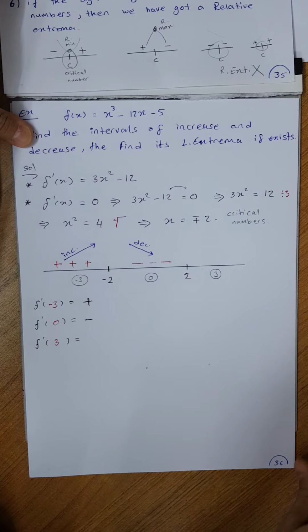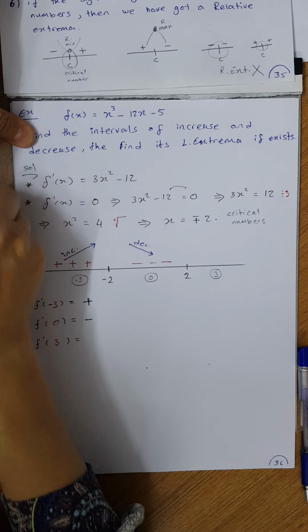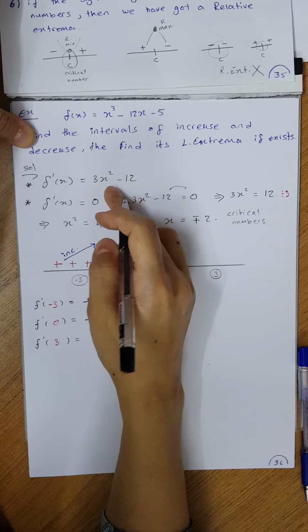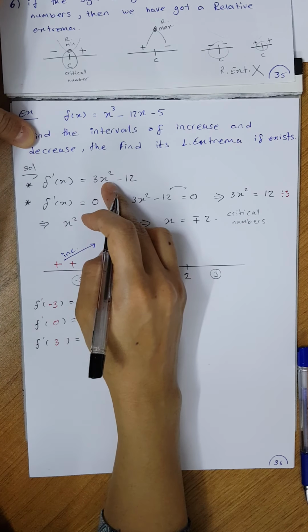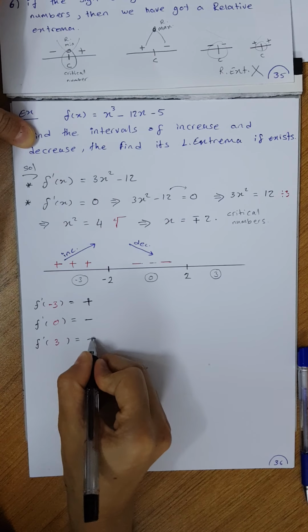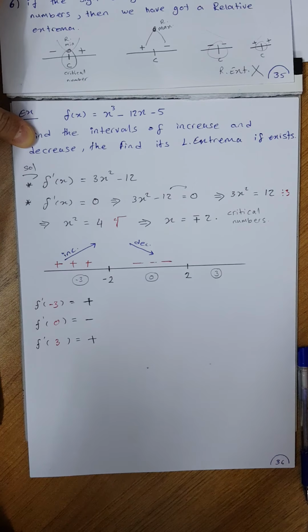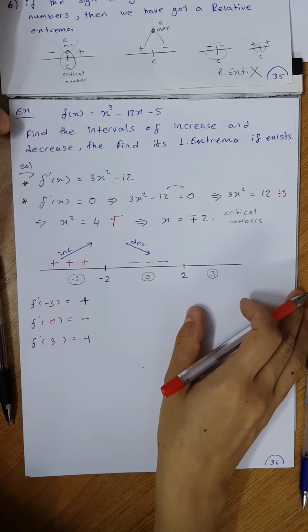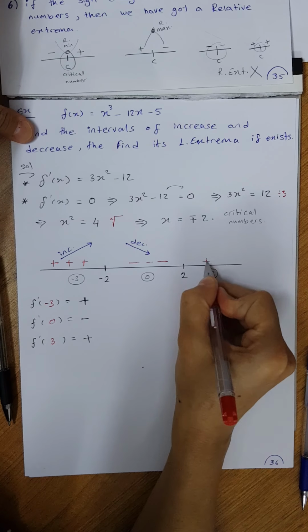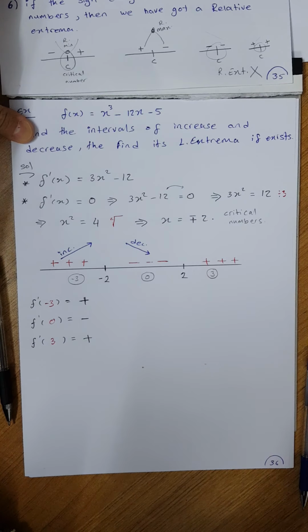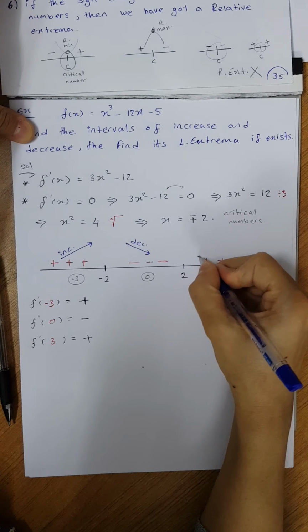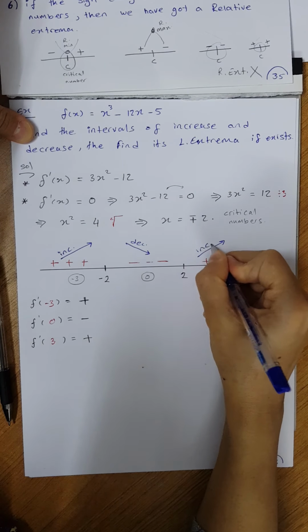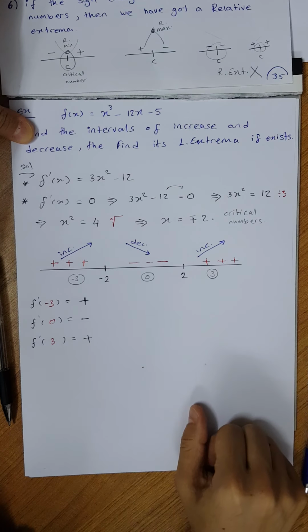Okay, let's do the other one. If I put 3 into that function, 3 multiplied by 3 squared is 27 minus 12. That gives me a positive number. So here on that interval, the function is again increasing. Okay, here that function is increasing because the first derivative is positive.